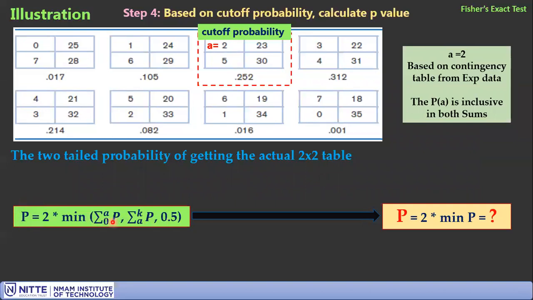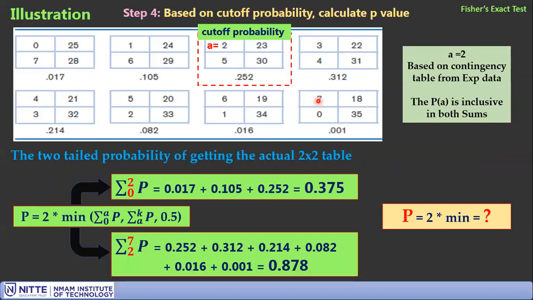How do we calculate this? You will have to sum up all the probabilities below the cutoff probability value and above the cutoff probability. Below the cutoff probability, it is 0 to A, so that is 0, 1, 2. This particular cutoff probability is inclusive in both the sums. So it is 0 to A and A to K. A to K means A is equal to 2, 3, 4, 5, 6, 7. So all this you have to add.